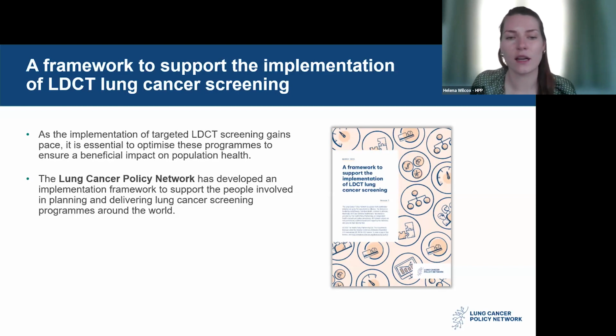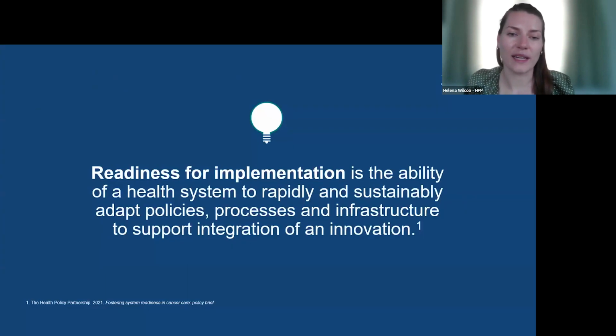So to advance this, the Lung Cancer Policy Network has developed an implementation framework which is designed to support anyone involved in planning for and delivering or implementing lung cancer screening programs around the world to assess and understand their readiness for implementation. And we understand readiness for implementation to be the ability of a health system to rapidly and sustainably adapt policies, processes, and infrastructure to support integration of an innovation. And in this case, the innovation that we're talking about is low-dose CT screening for lung cancer.